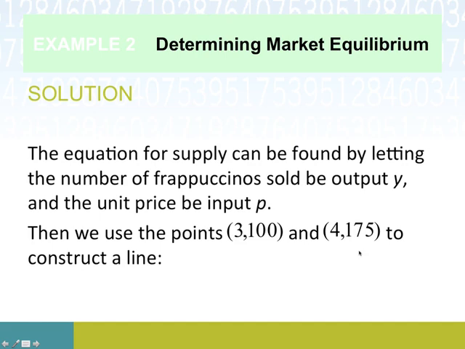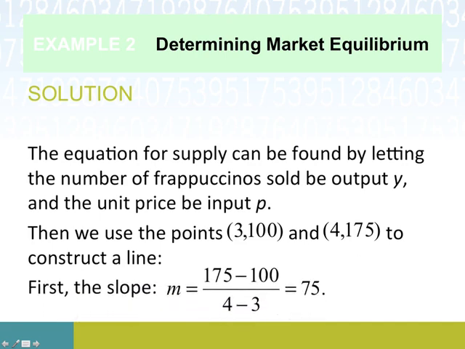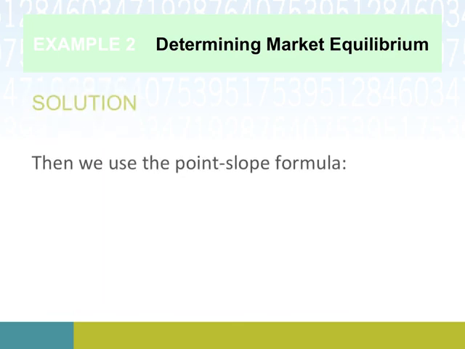So we're told it's a linear function, so we get a line out of this, and the first thing we can figure out is the slope of that line. So we do y2 minus y1, which is 75, on top. x2 minus x1, 4 minus 3, is 1. So 75 over 1, great, 75. So we have the slope of our supply function.